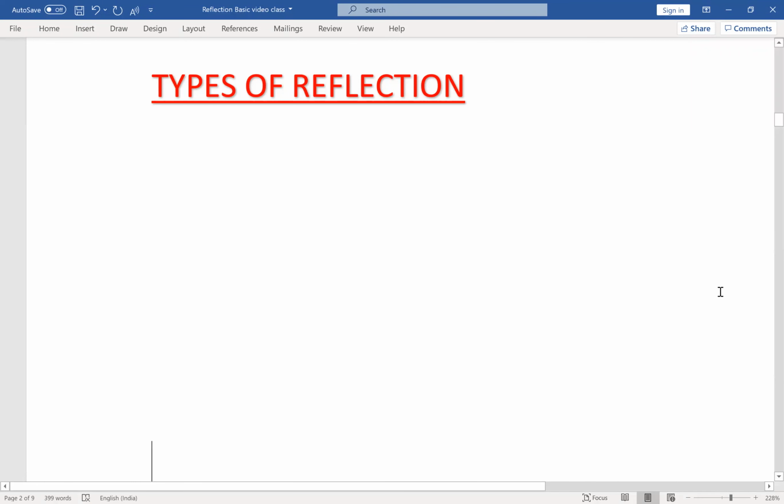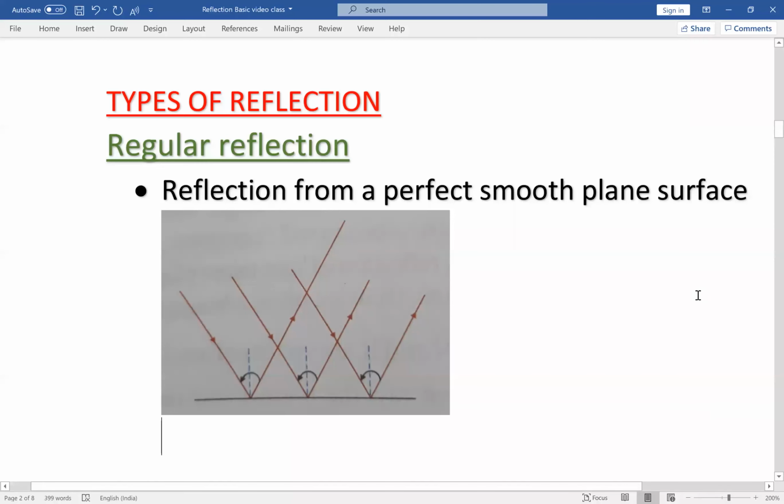Now let me discuss the types of reflection. There are two types of reflection. One is regular reflection, the other is diffused reflection. We'll discuss them one after the other. The first type is regular reflection. In this reflection, the reflection occurs from a perfect, smooth, plane surface.